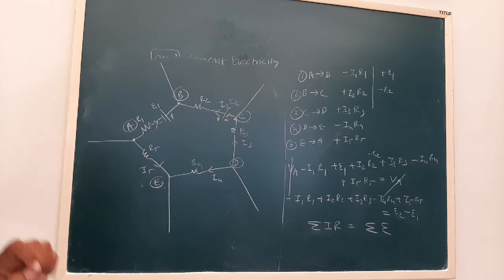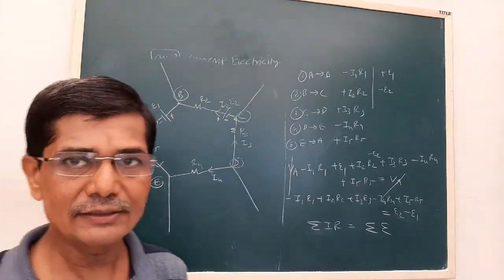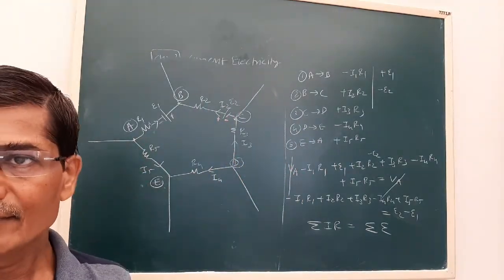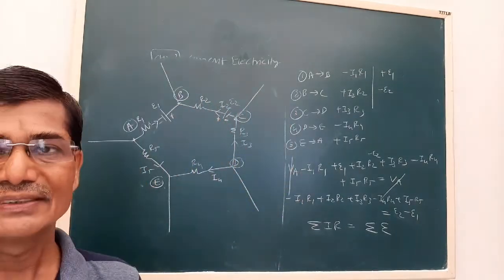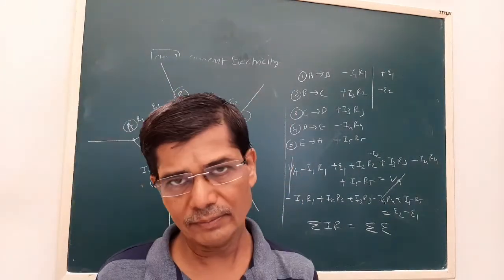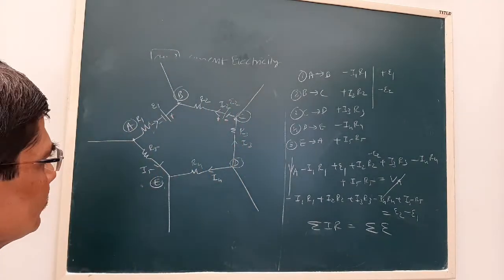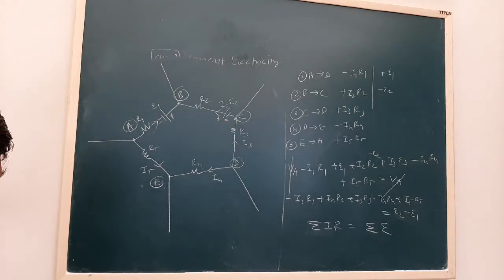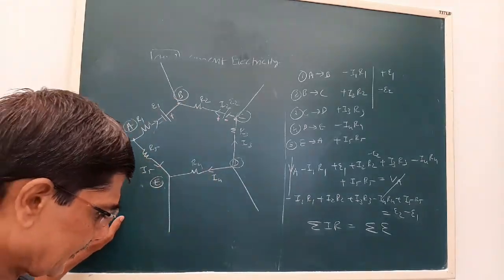Again, see the convention: when we move in the direction of the current, there is a decrease in the potential. When we move in the opposite direction of the current, there will be an increase in the potential equal to IR. Third, when we move from negative to positive of the battery or a cell, there is an increase in the potential. When we move from positive to negative of the battery, there will be a decrease in the potential equal to the EMF of the cell. So these are the 4 important conditions by using which we can analyze the circuit. So this is about Kirchhoff's second law.